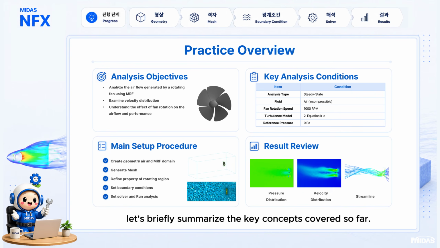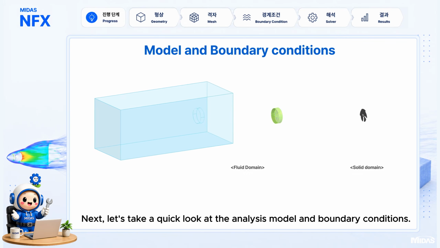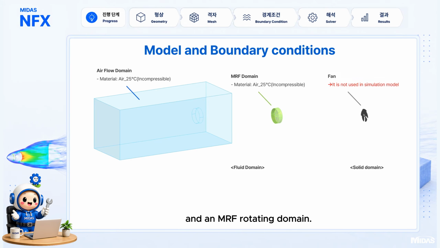Before we begin the practice, let's briefly summarize the key concepts covered so far. Next, let's take a quick look at the analysis model and boundary conditions. The model consists of an external airflow domain and an MRF rotating domain. The fan model itself is not included in the simulation.